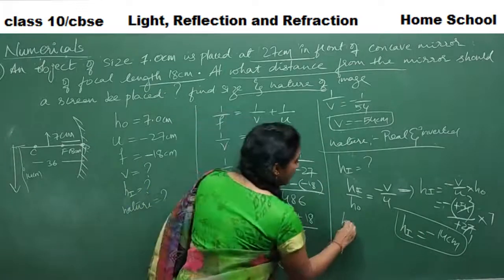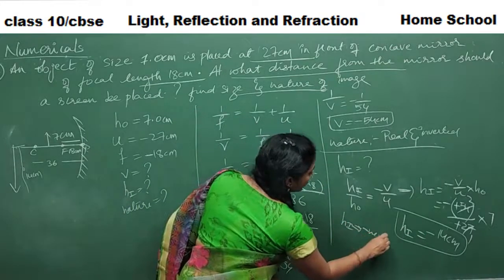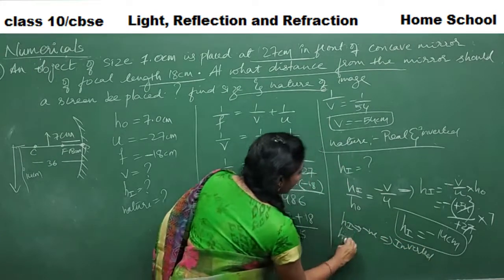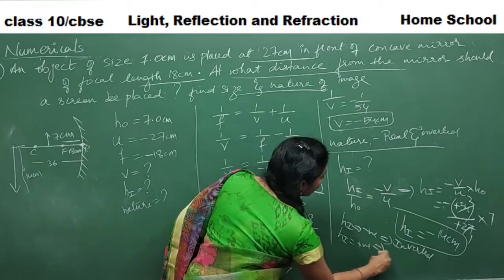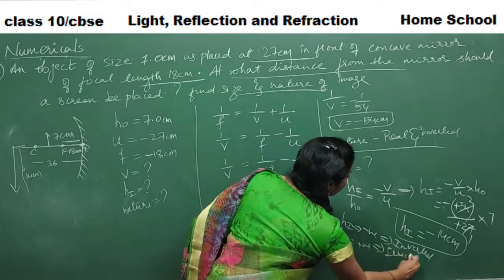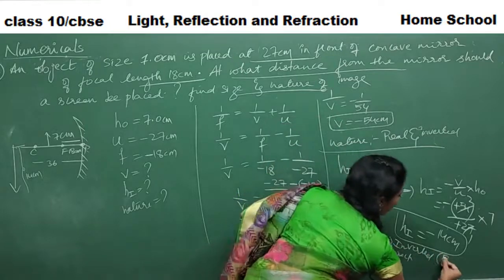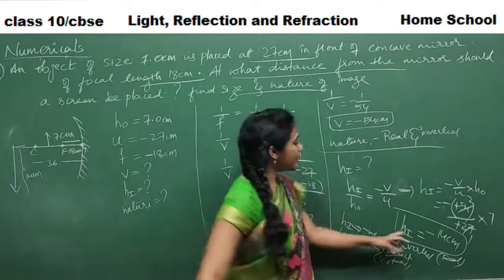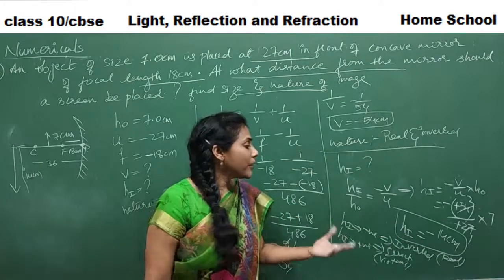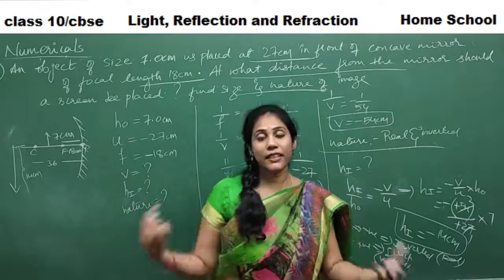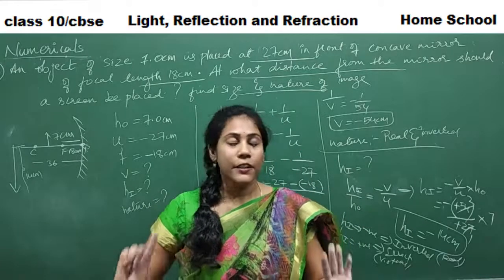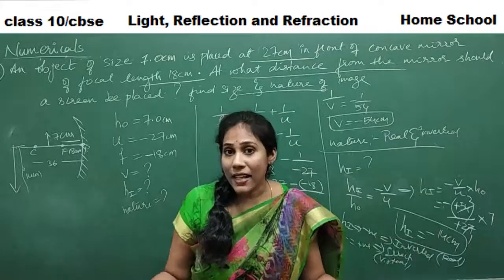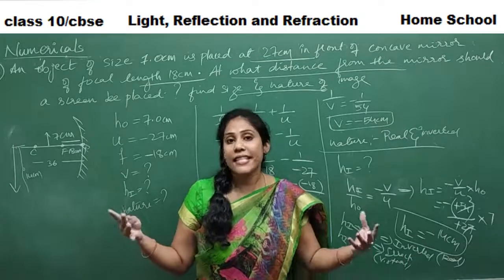I told you, no, if height of the image is negative, it implies that the image is inverted, right? If height of the image is positive, then it implies that the image is erect. If something is inverted, that's a real image. If something is erect, then that is a virtual image. So looking at the sign of height of the image, you can find out whether it is an inverted image or erect image. Okay, so these are the different types of questions that can be asked in the board examination about the lenses and mirrors.